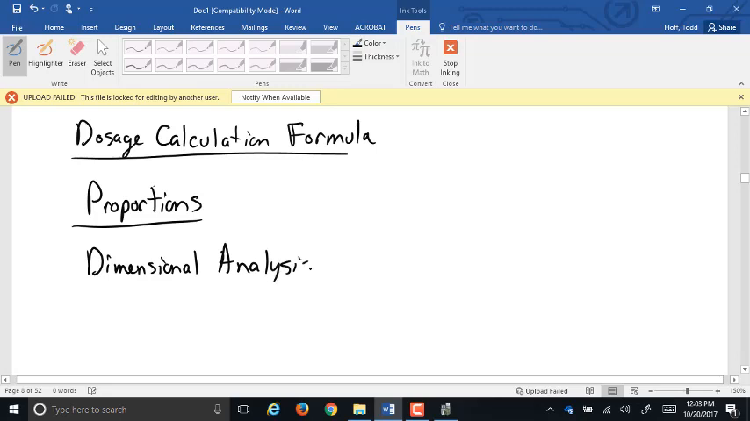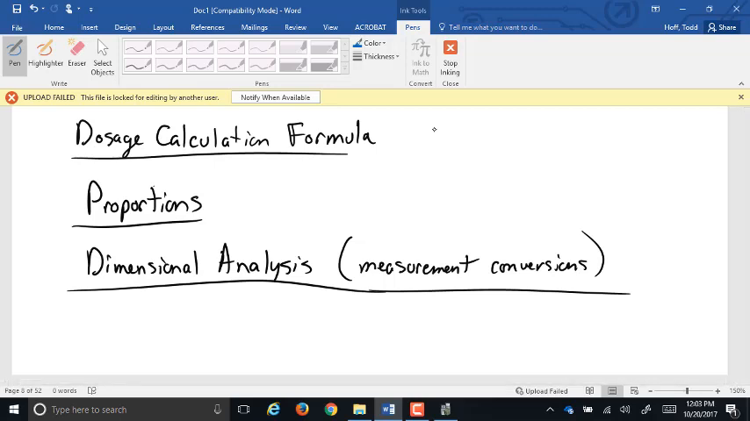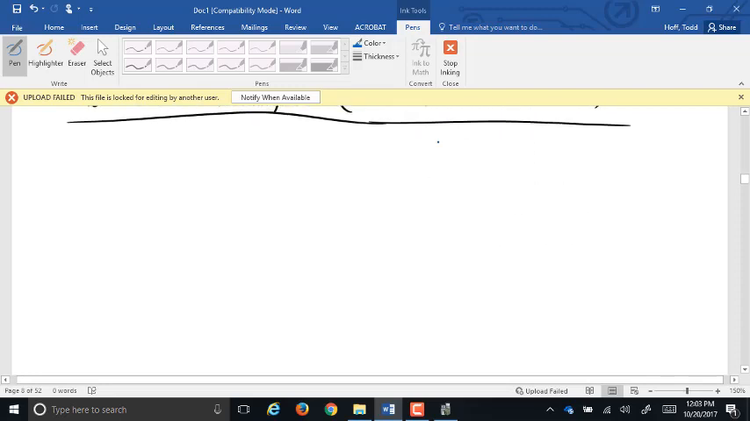The final one is dimensional analysis, which is really nothing more than just our measurement conversions that we talked about. I'll try to withhold bias, but dimensional analysis is by far my favorite method of using. Let's look at the dosage calculation formula.